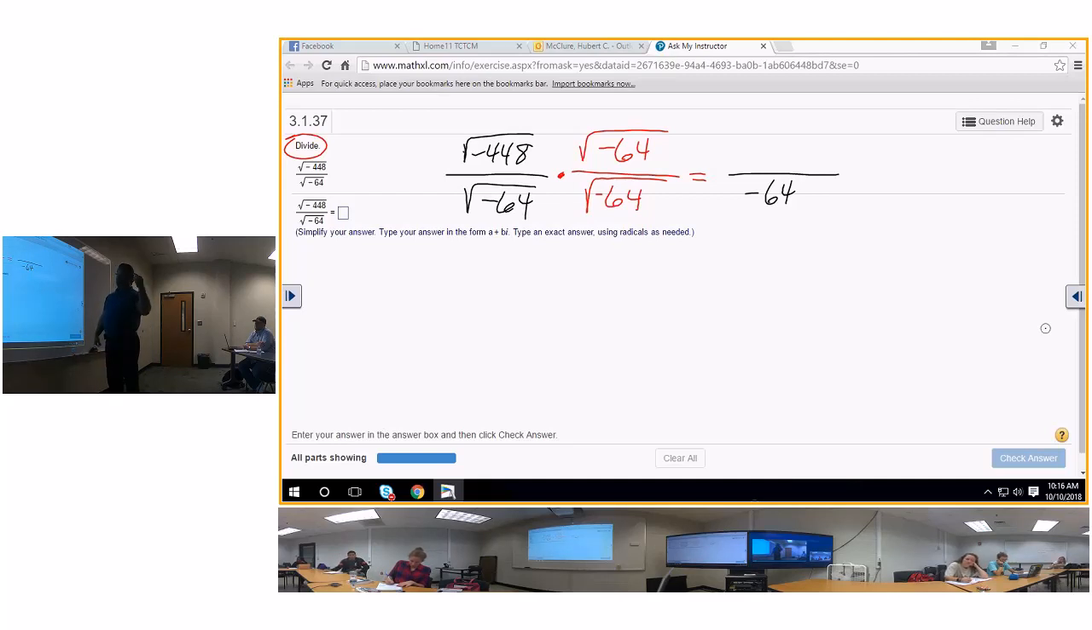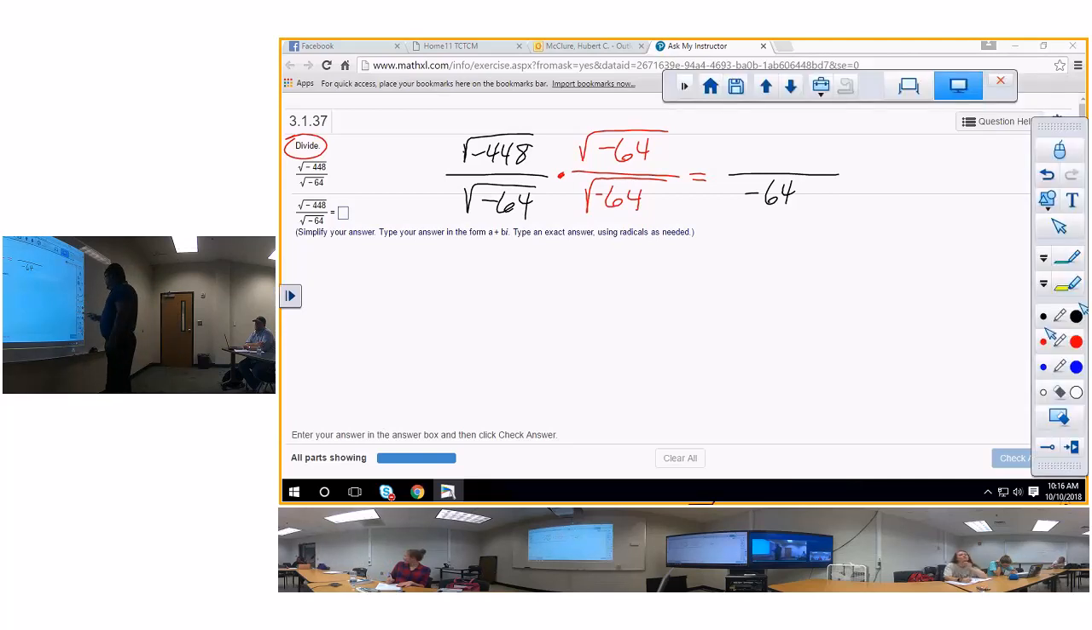Take 64 and 64, multiply it in your calculator. Somebody do that. Calculator drill team. What do you get? You're going to get a positive what?